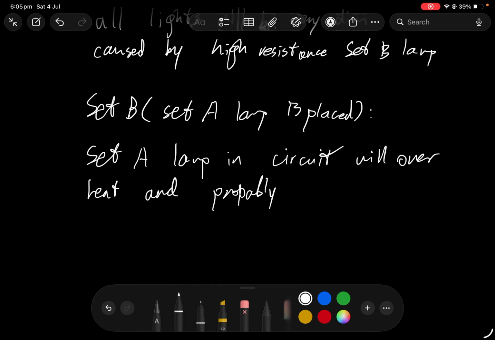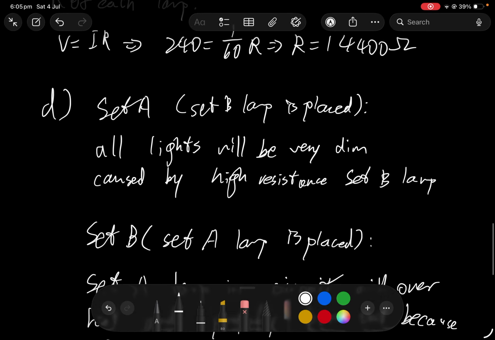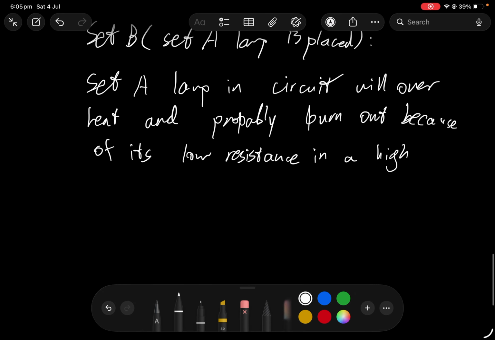Probably burn out, because of its low resistance in a high voltage circuit.